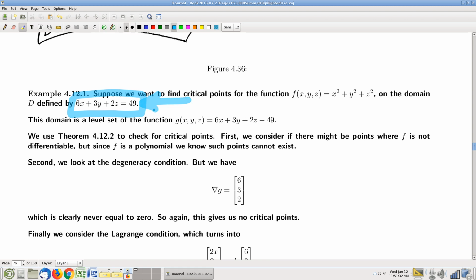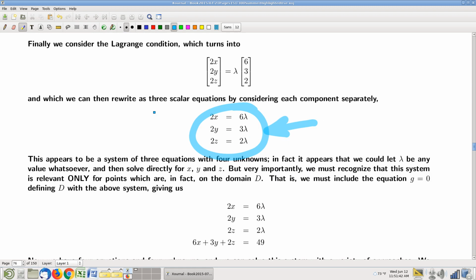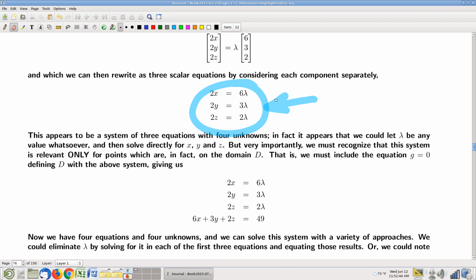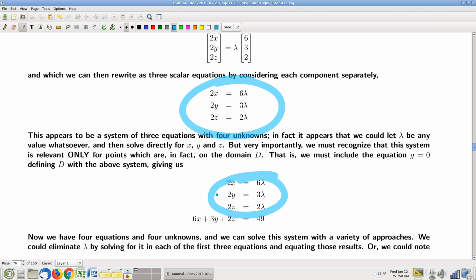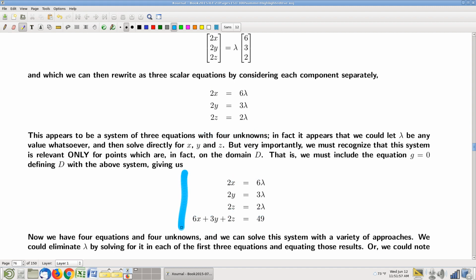That's right there in the statement of the question. If a point's not on this plane, it's got nothing to do with my question. I'm trying to optimize this function f on that plane. So the hidden 4th equation here is I'm not just trying to solve these for any old random x, y, and z. I want to know where those Lagrange conditions are satisfied on my constraint set. So I am solving actually a system of 4 equations with 4 unknowns.